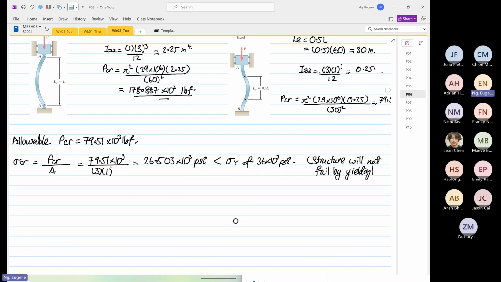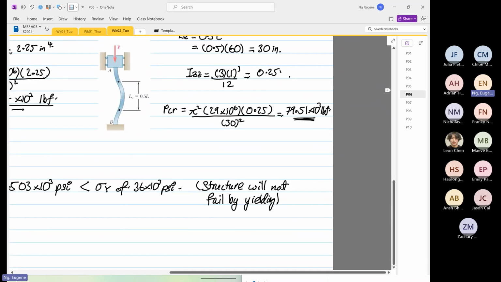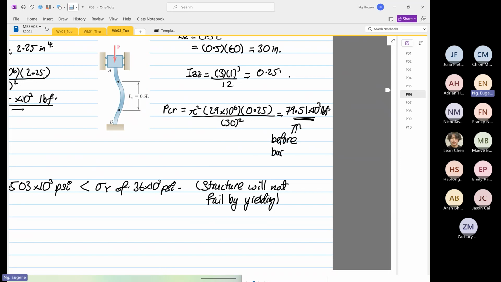We already checked that this is the critical load. So this value over here is the critical load before buckling will occur. If it's greater, let's say 79.52, then buckling will occur. I've not finished this question yet.